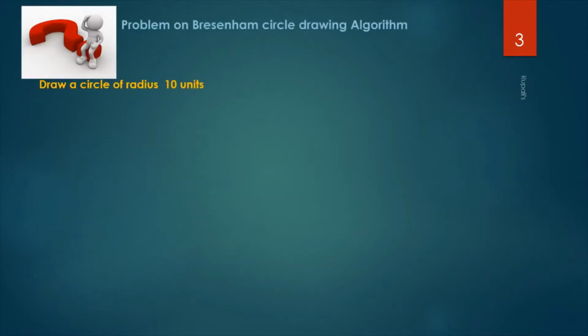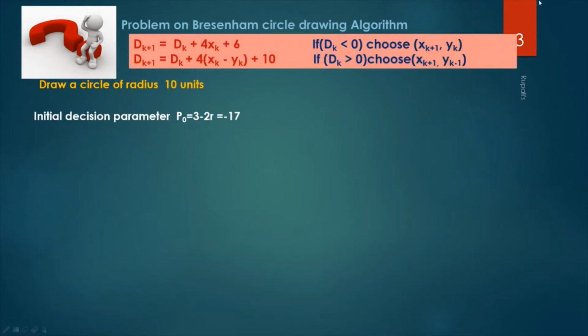Today we will solve one problem on Bresenham's circle drawing algorithm. Draw a circle of radius 10 units. So first calculate what is our initial decision parameter value. We already calculated that the initial decision parameter is P0 equals 3 minus 2R in our previous video. So here R is 10, so we can easily calculate the value of our decision parameter. It is minus 17.